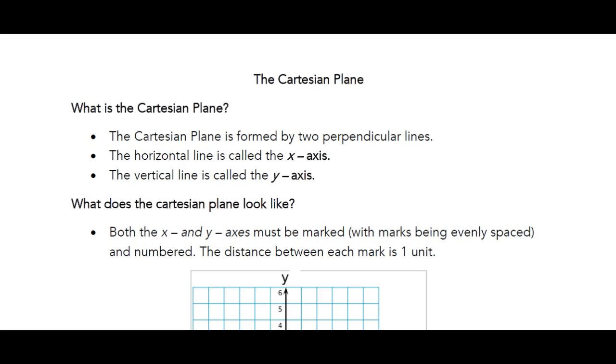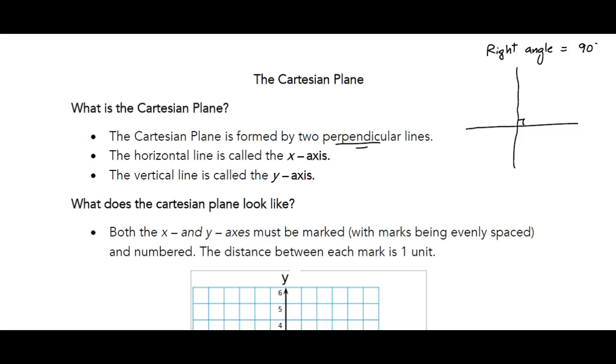In today's lesson, we are going to have a look at the Cartesian plane. To start with, we're going to have a look at some of the basic features of a Cartesian plane. A Cartesian plane is formed by two perpendicular lines. What are perpendicular lines? Perpendicular lines are two lines that cut each other at right angles. Now let's quickly remember what a right angle is. A right angle is an angle that equals 90 degrees.